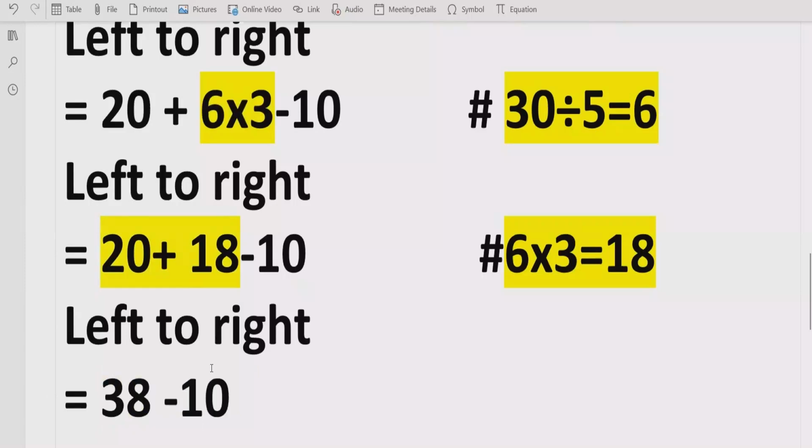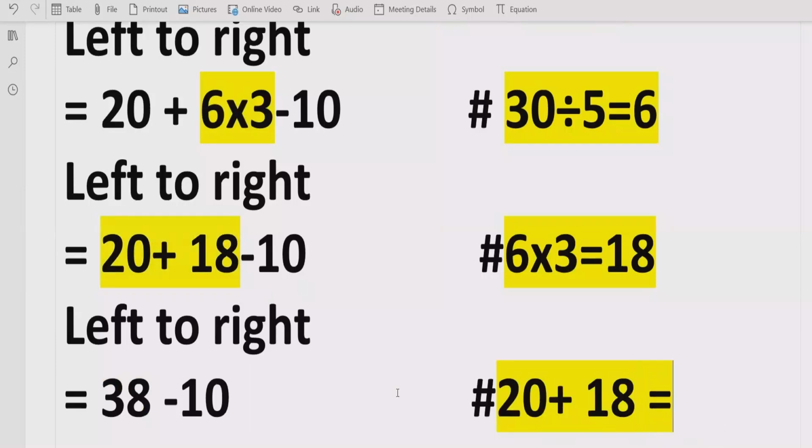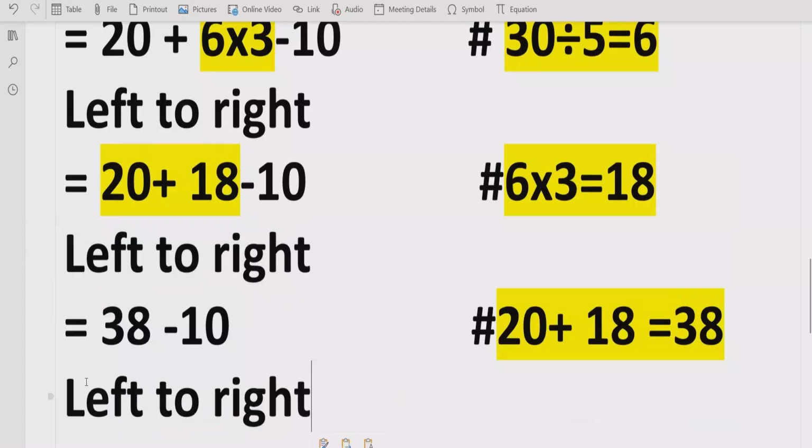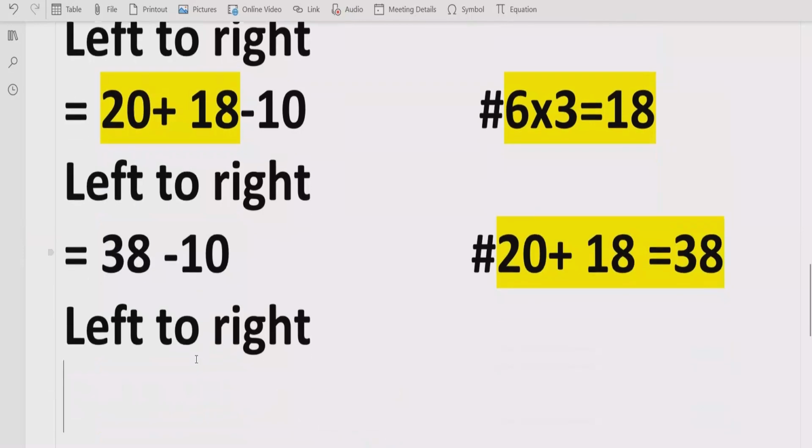And now we will write minus 10. Again, we give the reference here: 20 plus 18 equals 38. Now, again, we go left to right, and we only have two terms which are subtracting each other. So we write 38 minus 10, which equals 28. So the answer of this expression is 28.